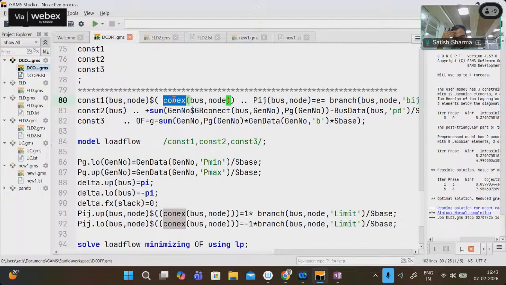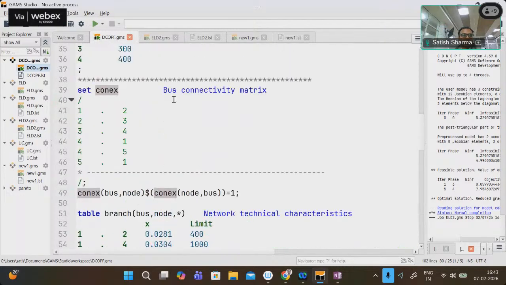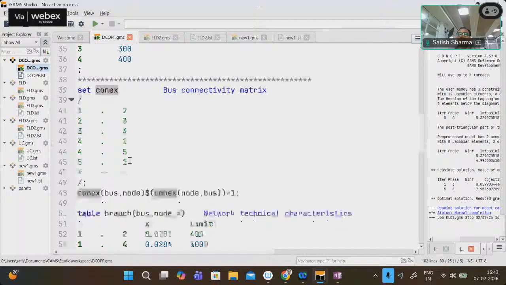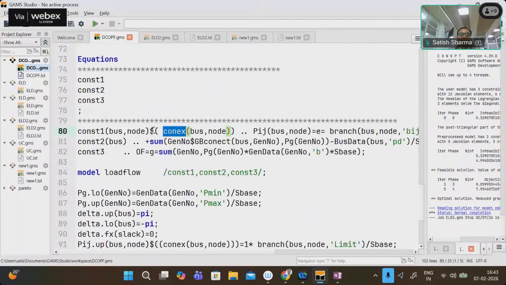Let's say there is no connection between 1 and 6, or 1 and 3. For that it should not write this particular constraint. Whatever connections I have provided above in connects, only for those should it write it. There is no connection between 1 and 3, so for that it should not write down the Pij. Otherwise, if I do not provide this dollar condition, it will try to write it down for all combinations. Then we can calculate the Pij.